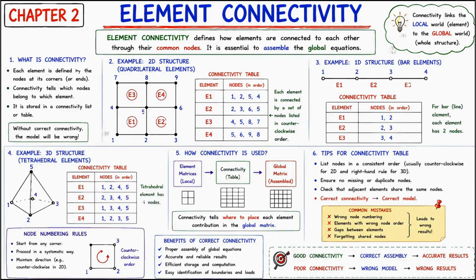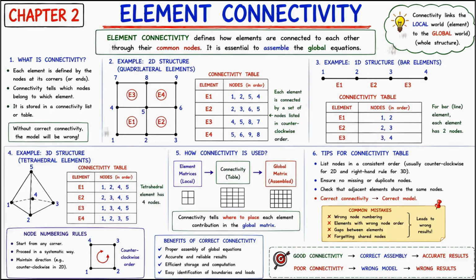To avoid this, engineers follow a few simple rules. Nodes should be numbered systematically. Elements should follow a consistent node ordering, usually counterclockwise for two-dimensional elements. Adjacent elements must share common nodes without duplication or omission. If these rules are followed, the finite element model becomes reliable and accurate. So remember this simple statement. Connectivity is the bridge between individual elements and the complete structure.